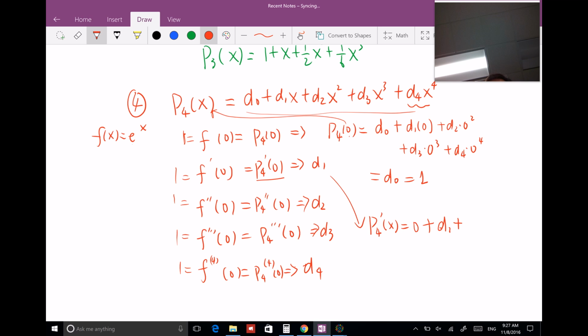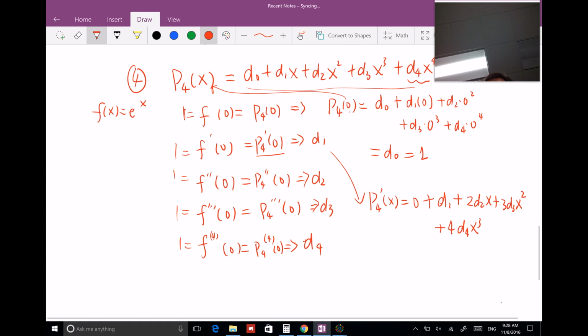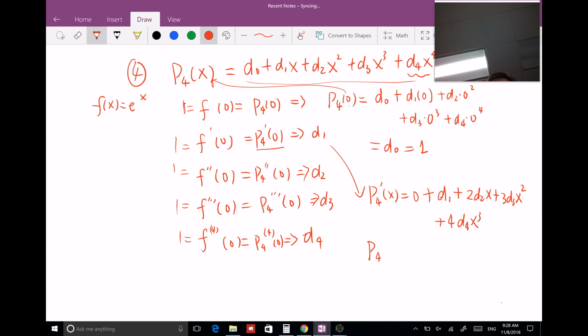Okay. What's the derivative of d2x squared? 2d2x. What's the derivative of d3x cubed? 3d3x squared. What's the derivative of d4x to the fourth? 4d4x cubed. Perfect. So now I plug 0 in. What did I get?